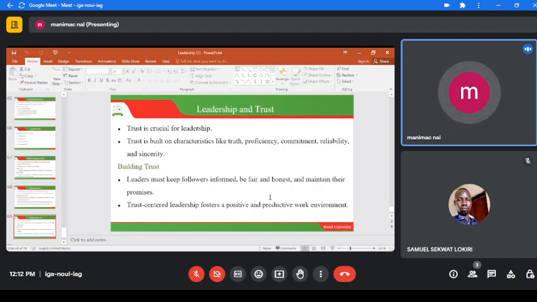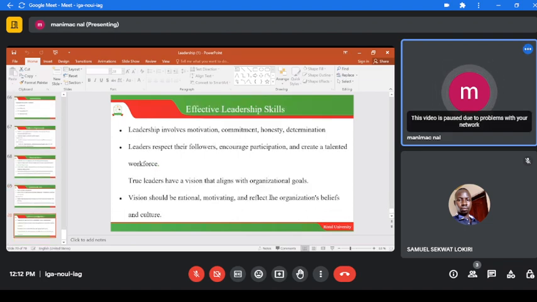Furthermore, how can we look at leaders and trust? We believe that a leader has to be trusted by people, and trust is a crucial thing for leaders. So trust is built on characteristics like truthfulness, proficiency, commitment, reliability, and sincerity of the leader. How can we build trust? Leaders must keep followers informed, be fair and honest to them, and keep their promises. Trust-centered leadership fosters a positive and productive work environment.